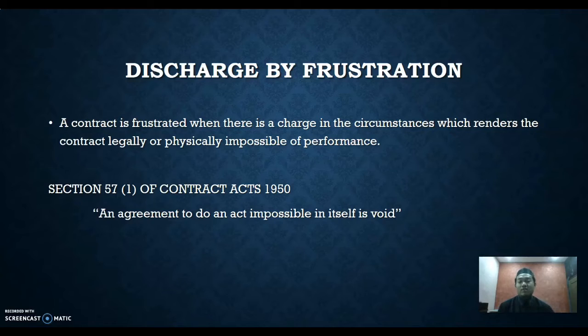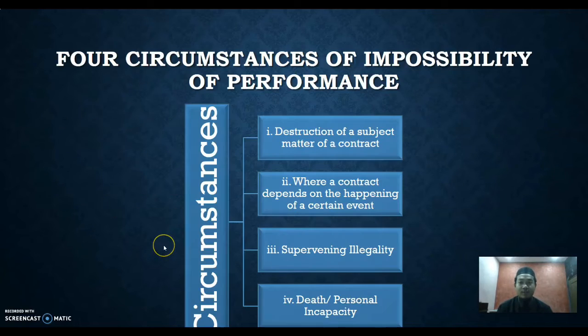A contract is frustrated when there is a change in the circumstances which renders the contract legally or physically impossible of performance. In Section 57(1) of the Contract Act 1950, an agreement to do an act impossible in itself is void. There are four circumstances of impossibility of performance. Number one is destruction of the subject matter of a contract.